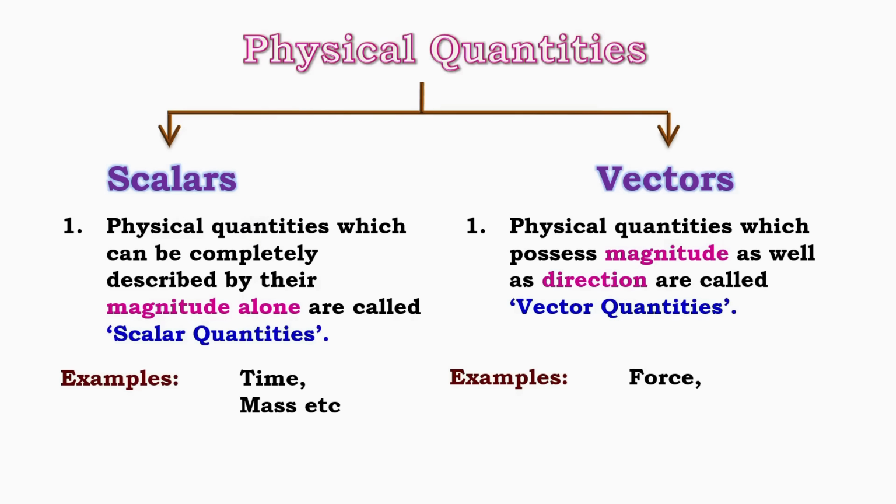Some examples of vector quantities are force, displacement, velocity, and acceleration. So, remember, scalars need only magnitude, while vectors need both magnitude and direction.